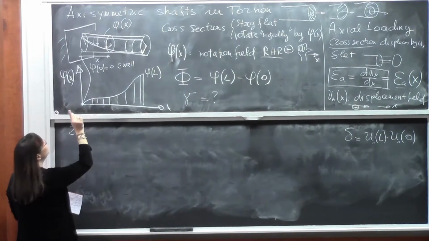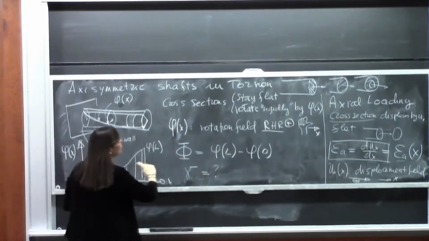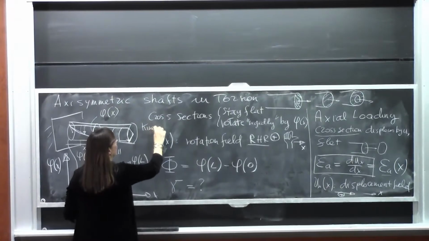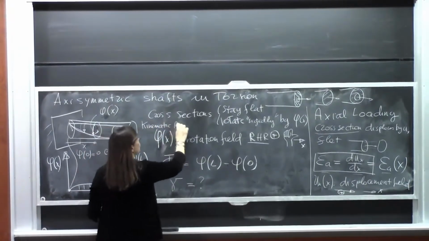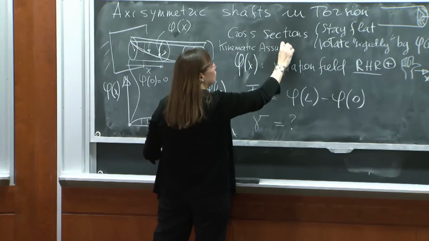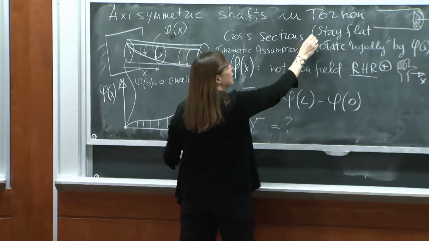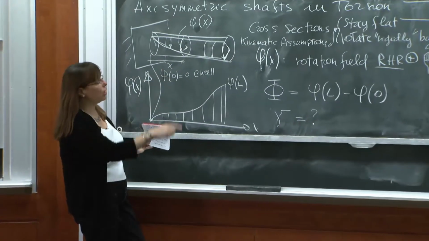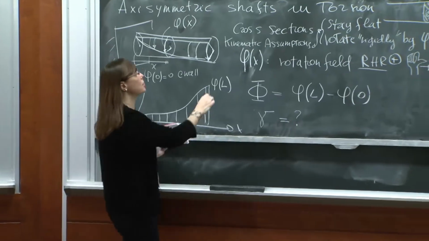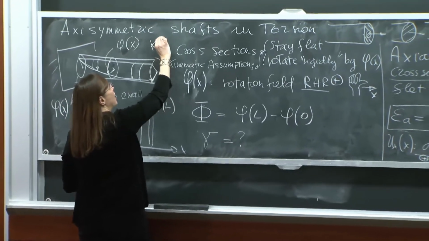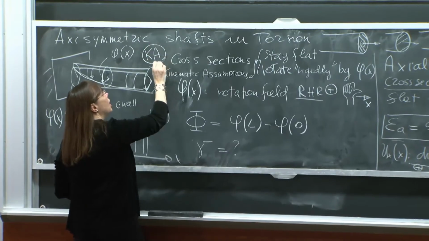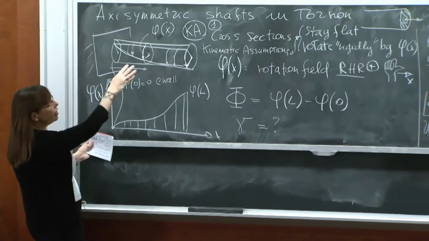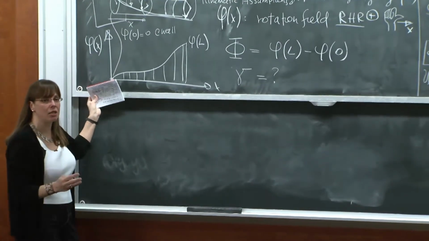So this is step 1. And by the way, these things are called kinematic assumptions. These guys here are called the kinematic assumptions, that the cross-section stays flat and rotates rigidly by phi of x. Let's call them KA, kinematic assumption. And this was our first step into doing torsion. First, we figure out what the kinematics of the deformation are.